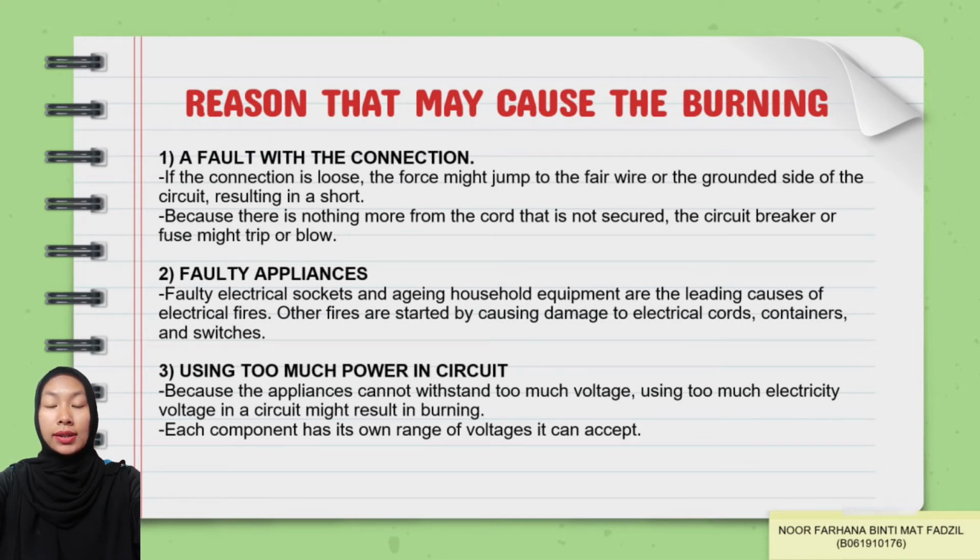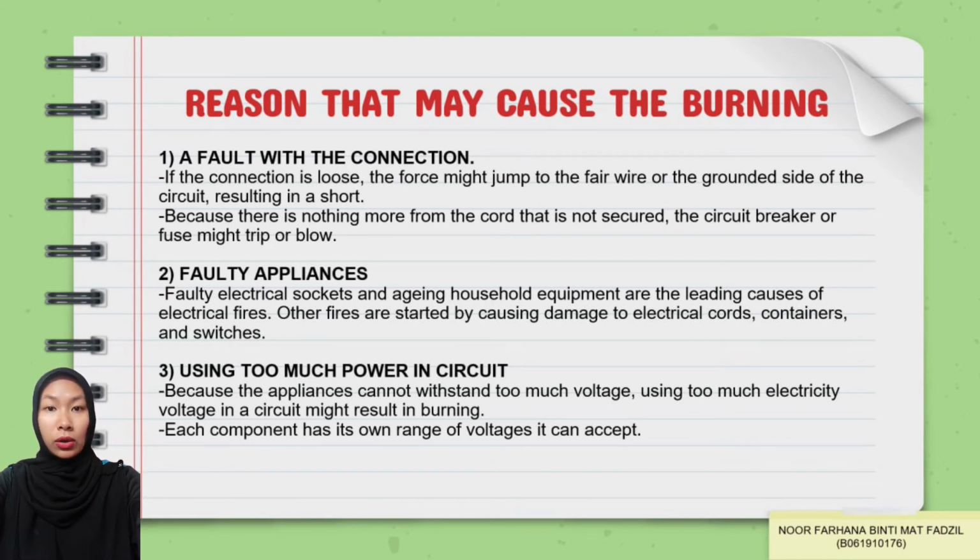Faulty electrical sockets and equipment are leading causes of electrical fires. Some of it happens due to damaged electrical appliances, which cause damage to electrical cords and switches. Last but not least, the reason is using too much power in a circuit. This is because appliances cannot stand too much voltage. Using too much electrical voltage in a circuit may cause burning.